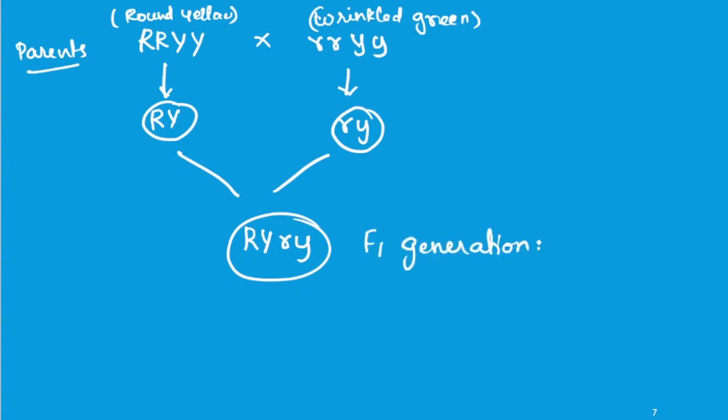Now the F1 generation will be self-pollinated. Let us see that. Your F1 generation, capital R small r, capital Y small y, is going to be self-pollinated, meaning it is going to have pollination with the same variety. So what types of gametes can it produce? It can produce 4 different kinds of gametes.